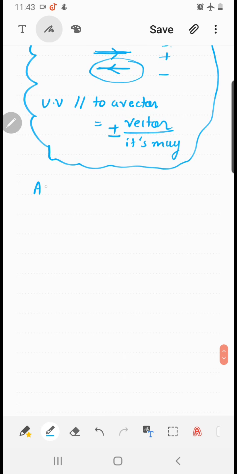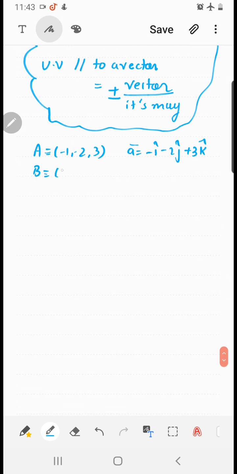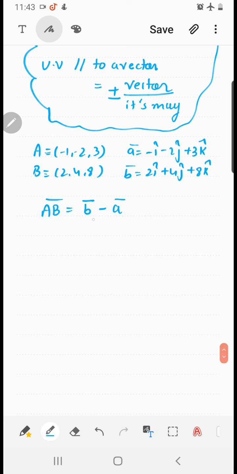I got the coordinate of A as minus 1, minus 2, 3. So I get A bar, which is minus I cap minus 2J cap plus 3K cap. Coordinate of B, we have 2, 4, 8. So B bar is equal to 2I cap plus 4J cap plus 8K cap. Now what we find is the vector AB bar. What is the formula of AB bar? Terminal point minus initial point. I am writing it directly now. What I get is 3I cap plus 6J cap plus 5K cap.